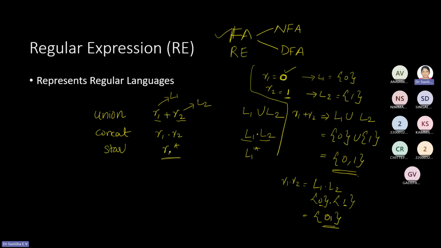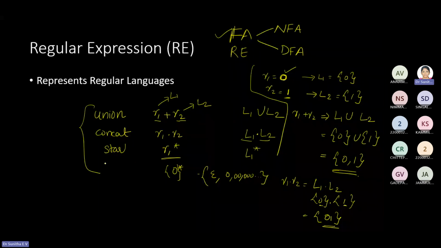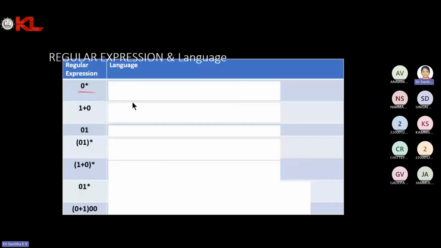Likewise, R1 star is nothing but 0 star, where R1 is 0. So 0 star means epsilon, or 0, or 00, or 000, any combinations, etc. So these are the three basic operations we can do in any regular expression: union, concatenation, and star closure. So this is the expression.